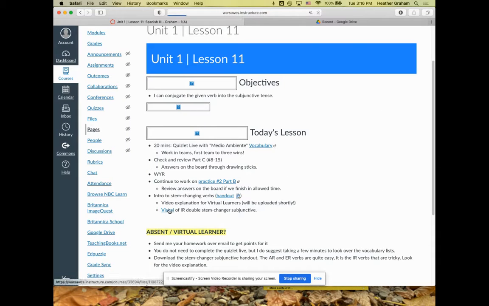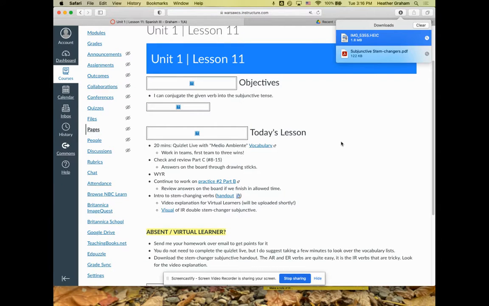So I'm going to pull up a little visual here. If you click on this visual, I drew this on the board for everybody, but it's just a little bit of a visual for you to see what changes where.